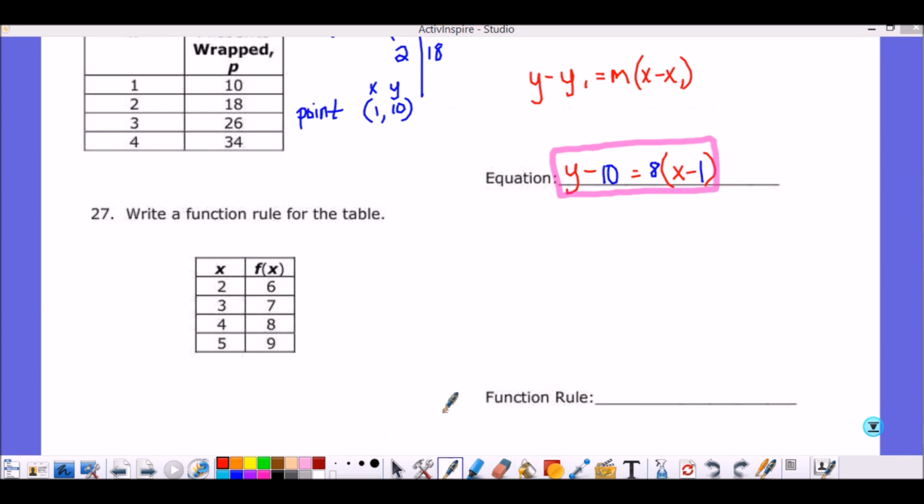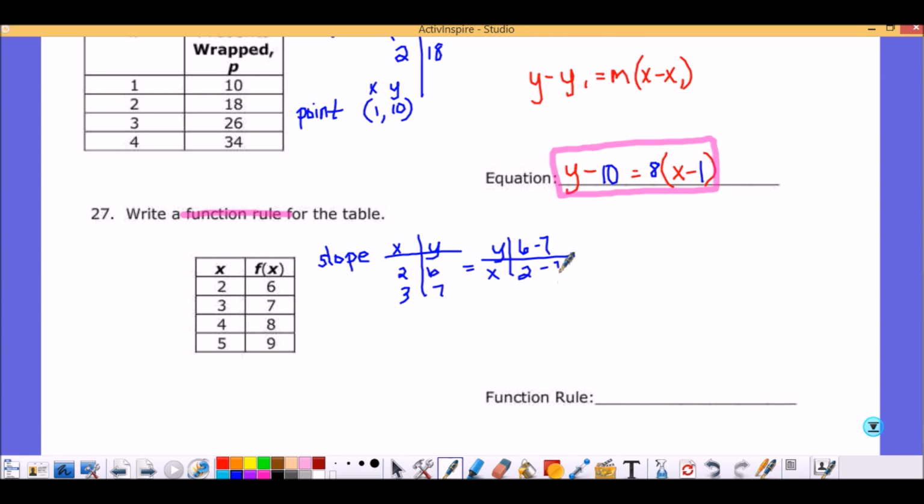All right, so problem number 27 says write the function rule, which is the same thing as what we just did. It's just not in a word problem. So the first thing we need to do is we need to first find the slope. So what I'm going to do is make my x chart and my y chart. So I'm going to pick the first two again, 2, 6, 3, 7. Now remember, slope means a change in my direction. So I'm going to change the way that my table is. And now I'm going to subtract. So this is negative 1 over negative 1, which is just positive 1.